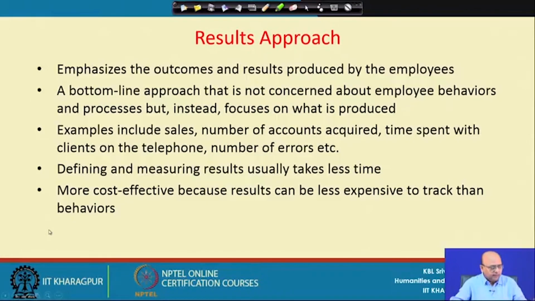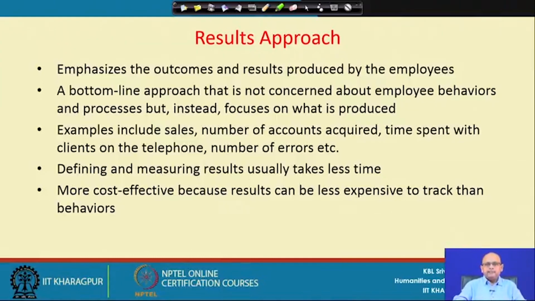Moving further, after discussing the behavior approach and the challenges related to measurement, we are moving to a more objective approach. Because if you look at the behavior approach, it is very subjective, since you are going to make a subjective assessment of the behavior, right. But when it comes to results, it is more objective, where you have hard facts and data to compare whether people are able to reach the performance standards or not.